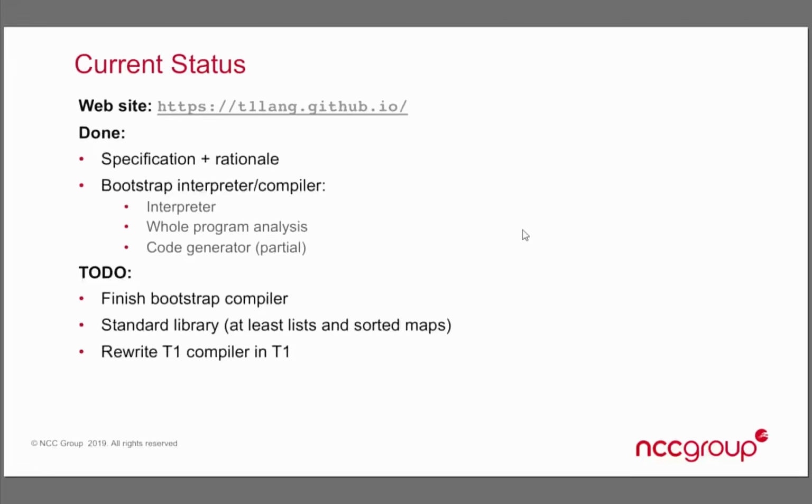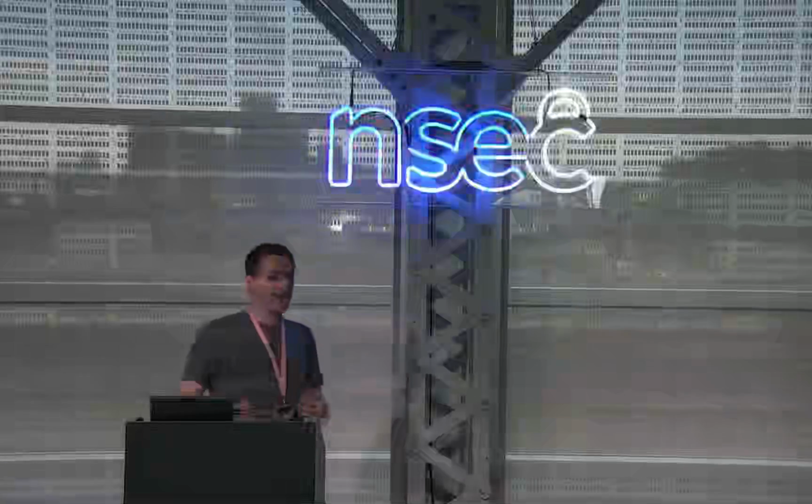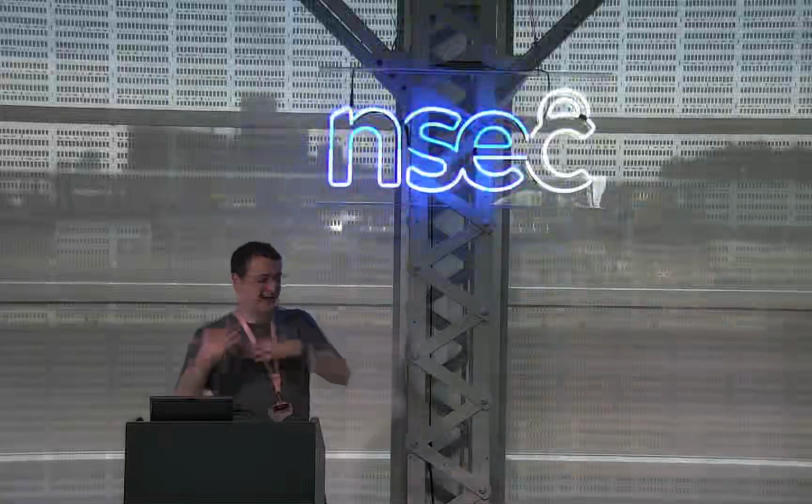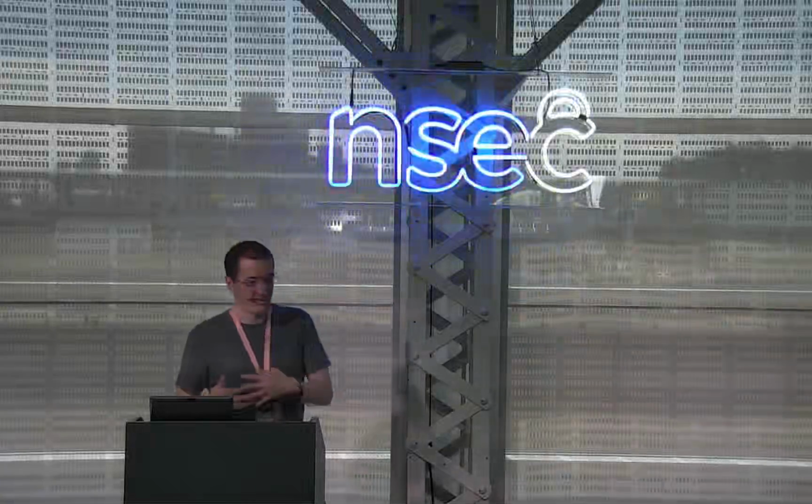So the current status, that's my last slide. I've put it 2 days ago on GitHub. And what you will find there is a 55-page document, which is a specification of the language with a rationale and a lot of explanations of why it's designed that way. And there is an incomplete bootstrap interpreter compiler. It's the first compiler whose destiny is to be trashed at some point. It's just to be able to write a second compiler, which will be the final one written in T1 itself. So I need a bootstrap for that.